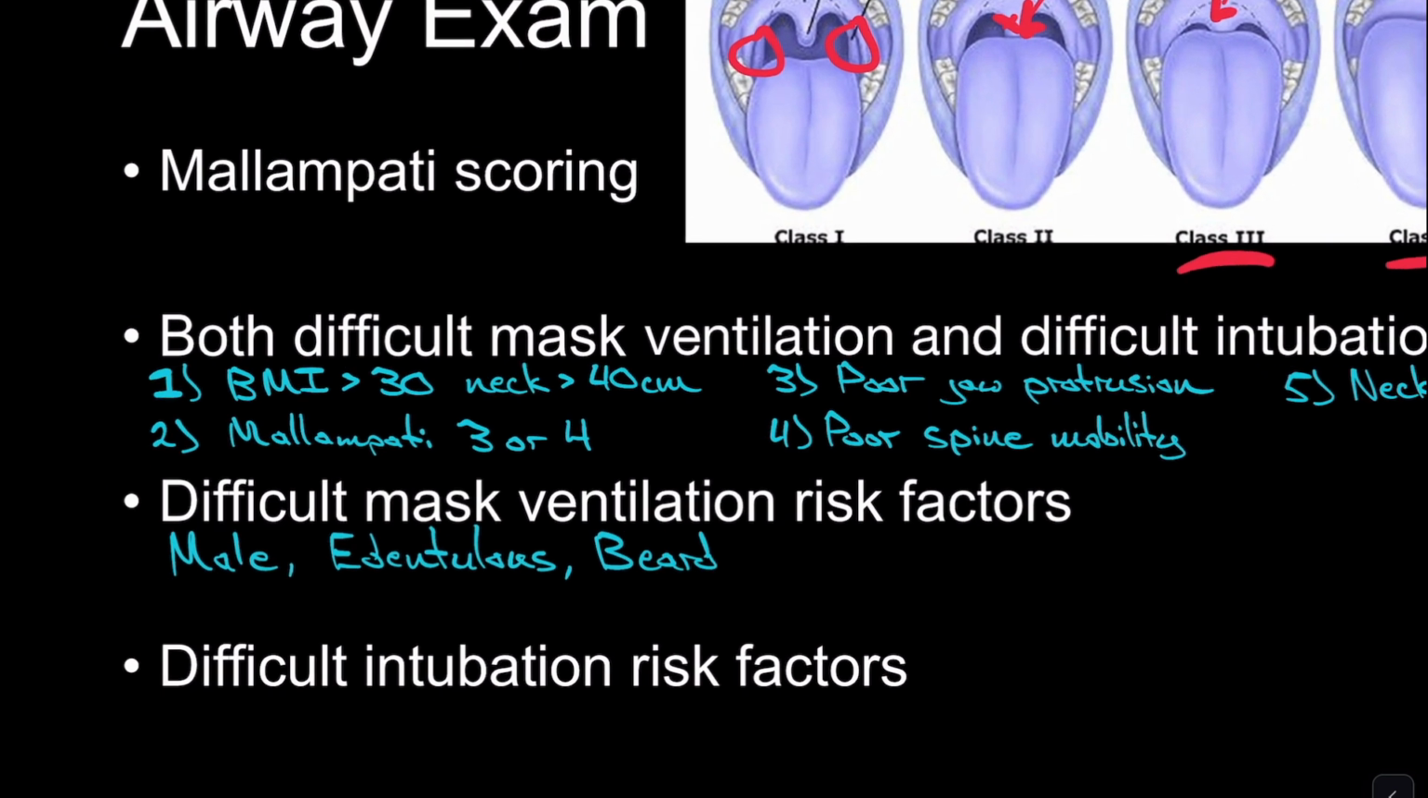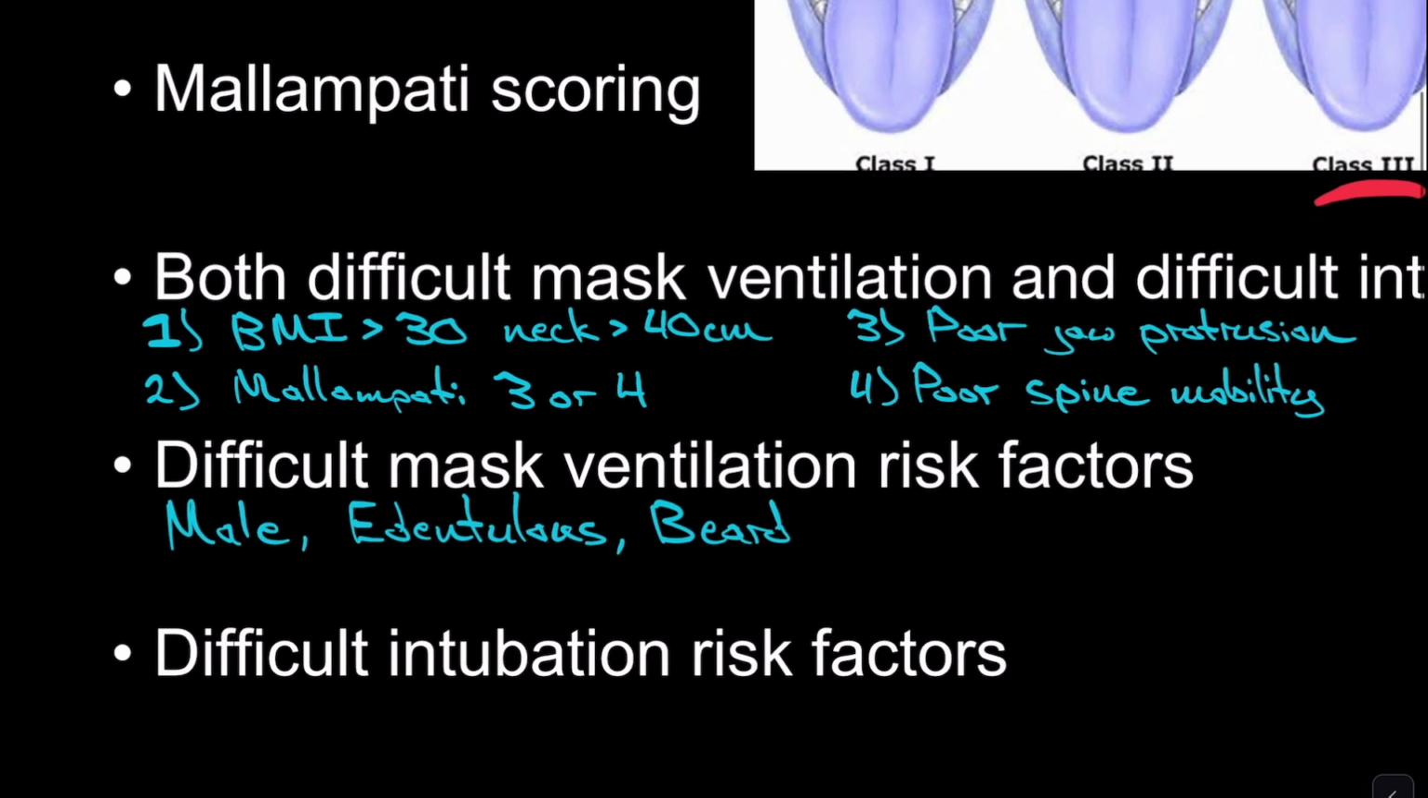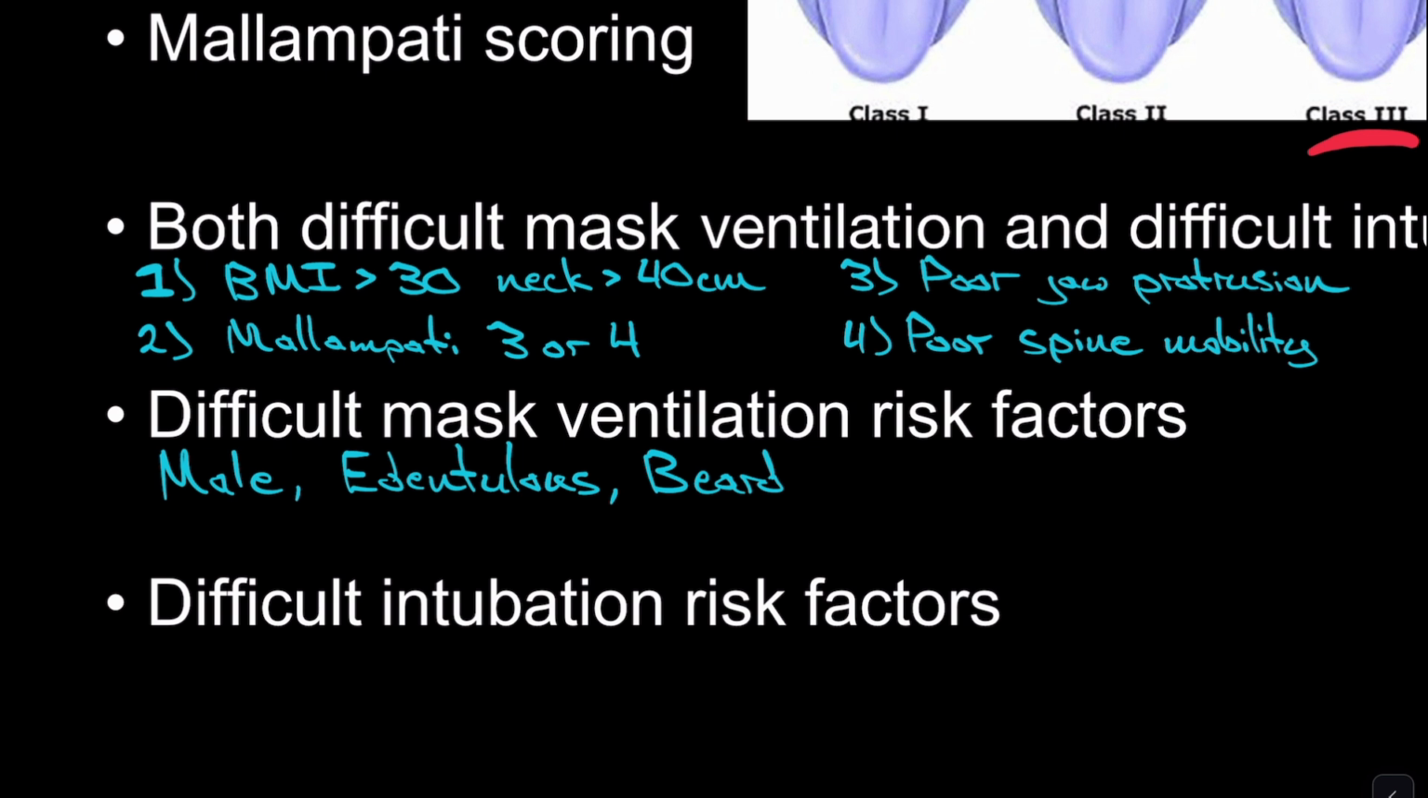And then a few risk factors for difficult intubation would be reduced incisor gap. So all this is really saying is if they're not able to open their mouth very wide, that could make it more challenging to intubate, which makes sense. You just are working in a smaller space then.